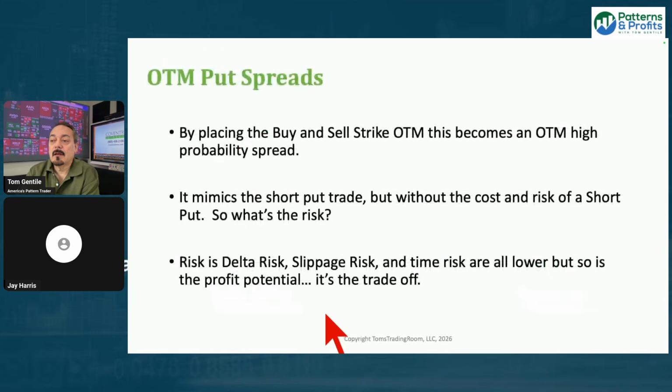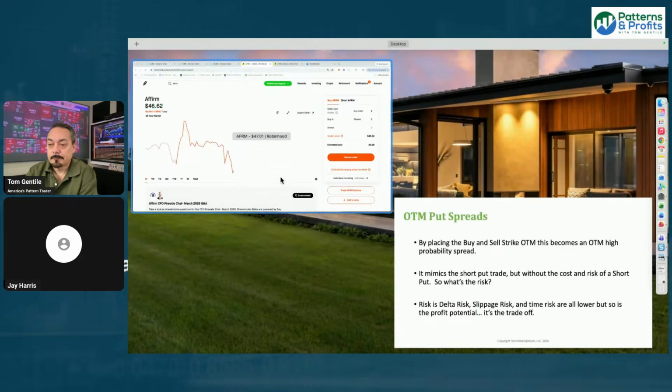So let's go ahead and get into that. It's a high probability trade. We know that it mimics the short put trade, but without the cost or risk. And everything I just mentioned, delta risk, slippage risk, time risk, even reward potential, are lower, but that's the trade-off. So putting together the out of the money put spread, let's do that right now with Affirm.